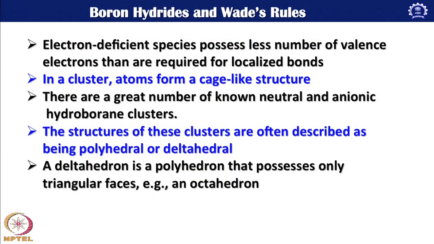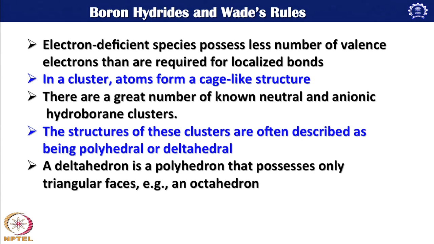So, let us look into more details about Wade's rules. Electron deficient species possess fewer valence electrons, as I had mentioned, than are required for localized bonds. So, in a cluster, atoms form a cage-like structure. There are a great number of known neutral and anionic hydroboron clusters. The structures of these clusters are often described as being polyhedral or deltahedral. A deltahedron is a polyhedron that possesses only triangular faces. Triangular means equilateral triangles.